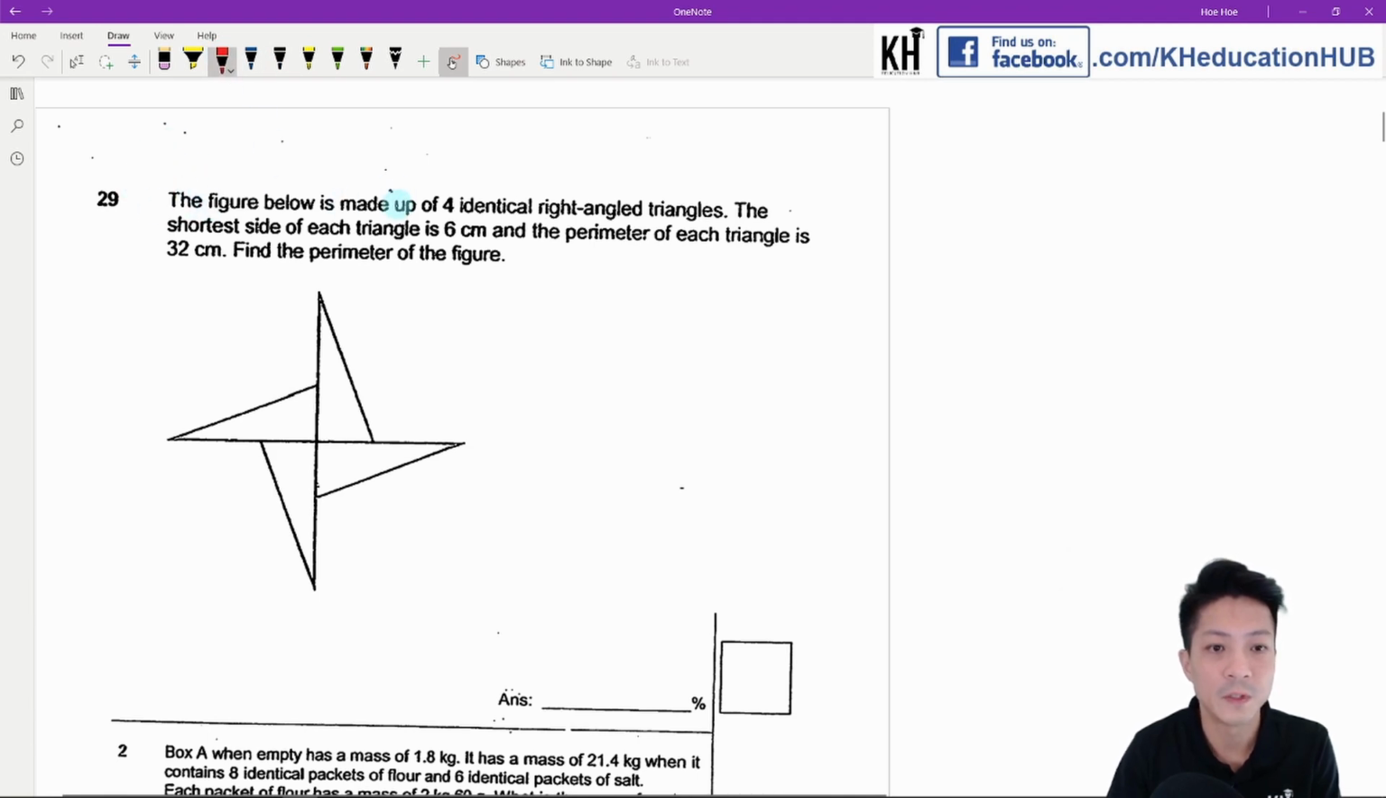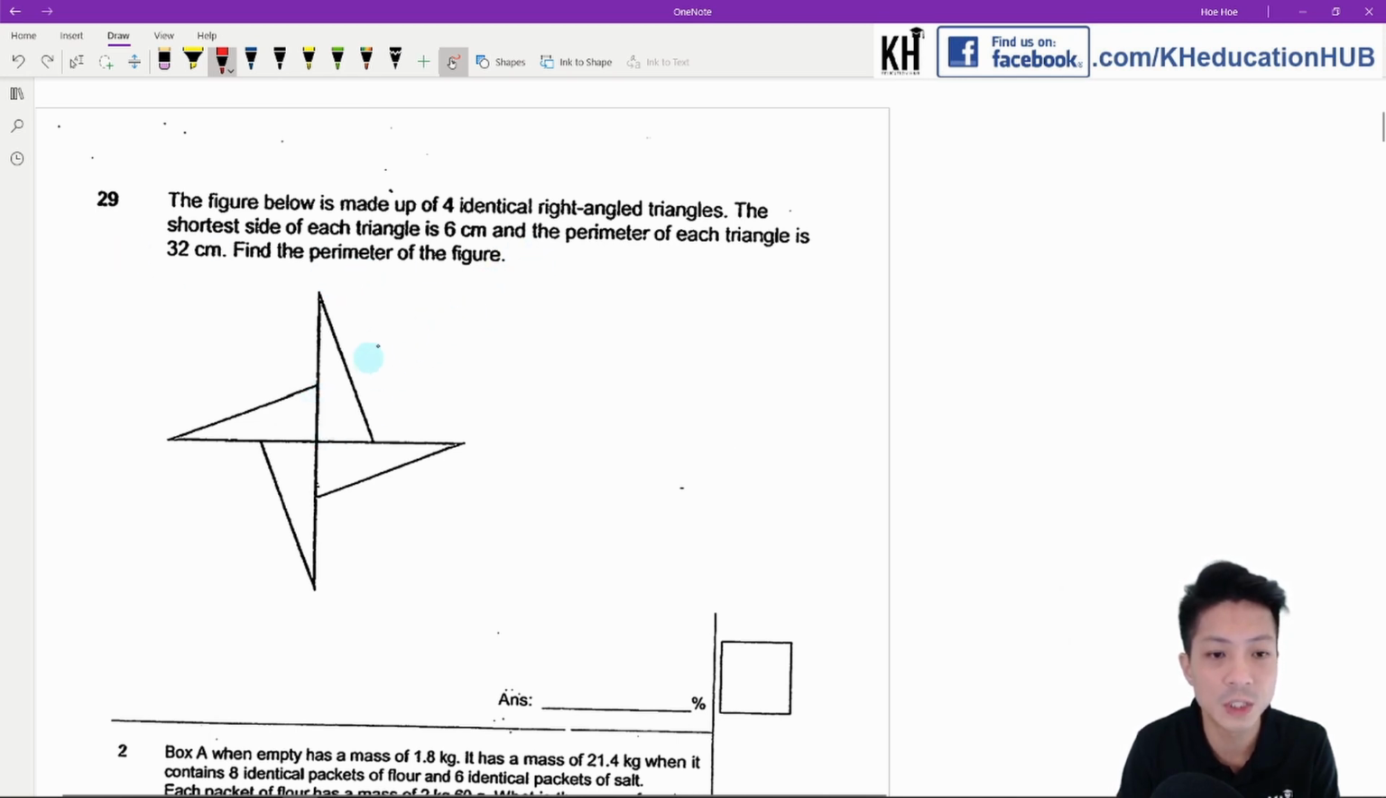Question 29. The figure below is made up of 4 identical right-angled triangles. The shorter side of each triangle is 6 cm. The shorter side would be this side over here. And the perimeter of each triangle is 32 cm. Find the perimeter of the figure.